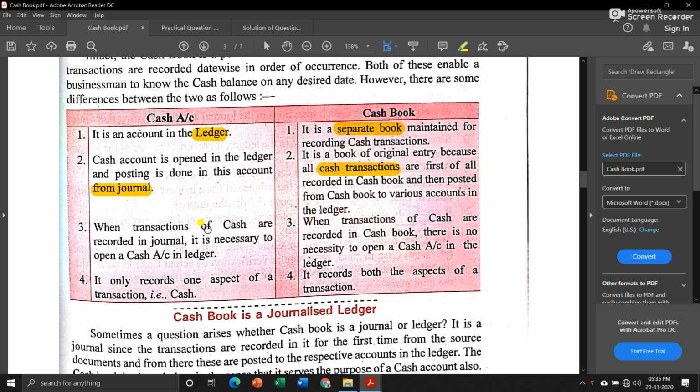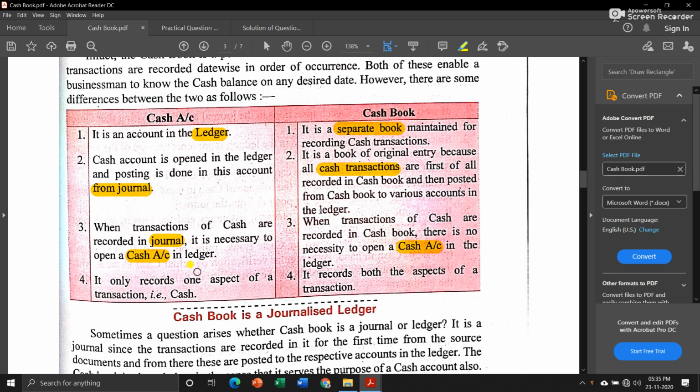Then the cash account: in this, transactions of cash are recorded in the journal. It is necessary to open a cash account in the ledger, which means when we prepare the ledger, you will see there will be one account named cash account. It is compulsory for every business to prepare a cash account in the ledger. But in the cash book, when the transactions of cash are recorded in the cash book, there is no necessity to open a cash account. In the cash book, we don't open any cash account.